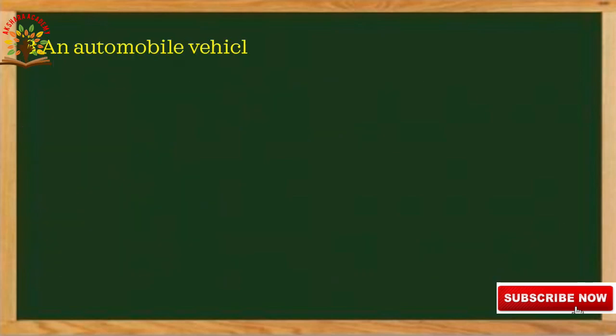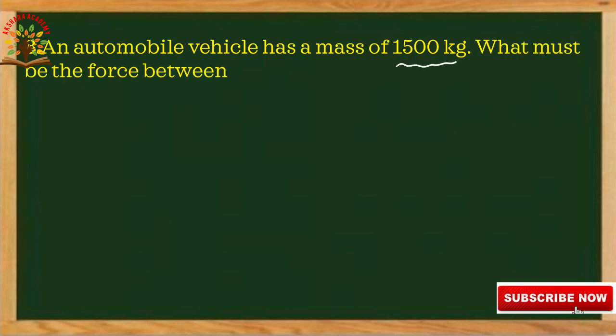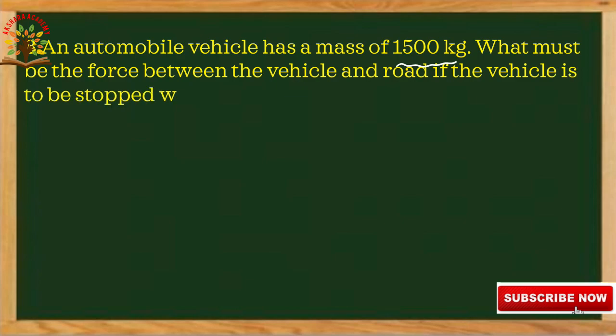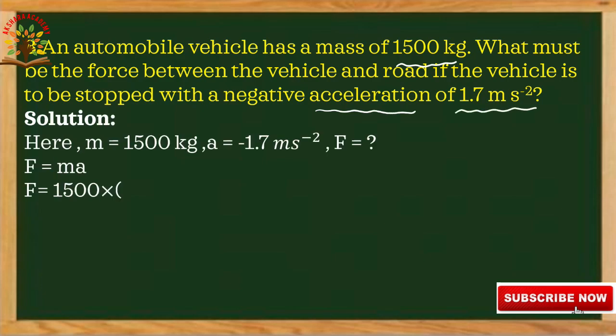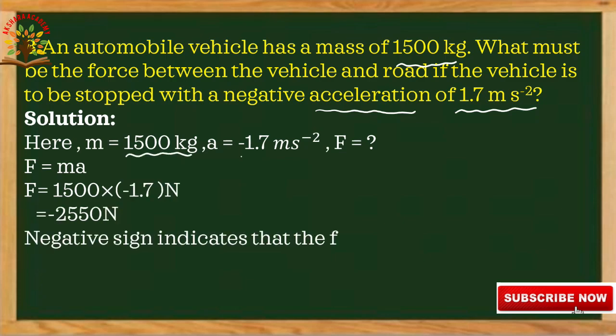Eighth one: an automobile vehicle has a mass of 1500 kilogram. What must be the force between the vehicle and the road if the vehicle is to be stopped with a negative acceleration of 1.7 meter per second square? Now let us go to the solution. Here they given m as 1500 kilogram, a is nothing but minus.